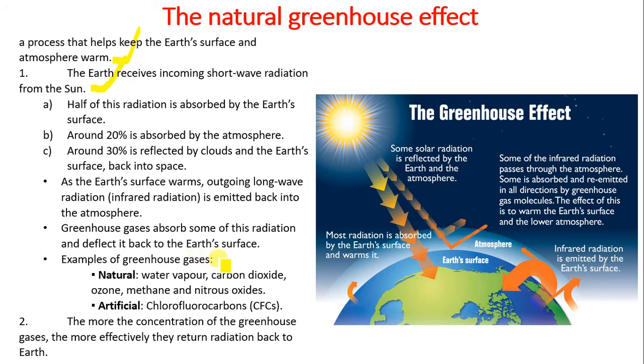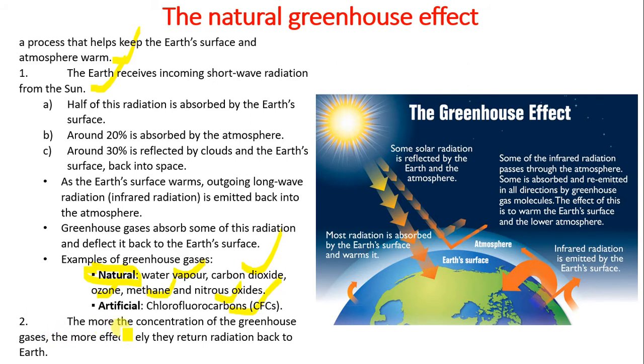Examples of greenhouse gases, you need to know this because it comes out a lot. Just give 2-3 examples of greenhouse gases. They include water vapor, carbon dioxide, ozone, methane, and nitrous oxide. These are all examples of natural greenhouse gases. Then we also have artificial greenhouse gases, which are your chlorofluorocarbons.